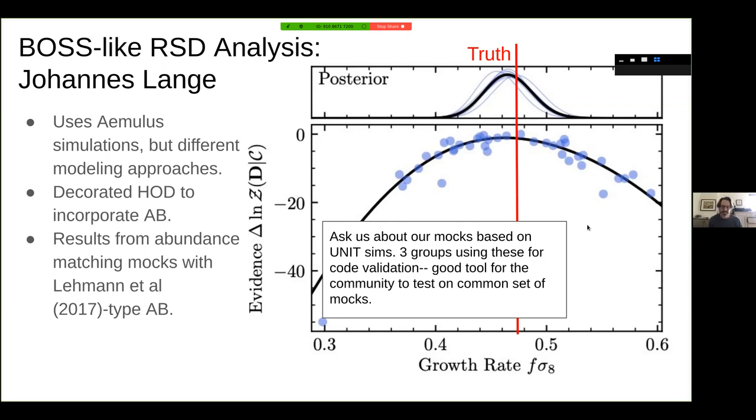And this plot, which I think was actually shown earlier in yesterday's talk, shows that he can recover the correct value of the growth rate of structure even if assembly bias is actually incorporated into the mock.